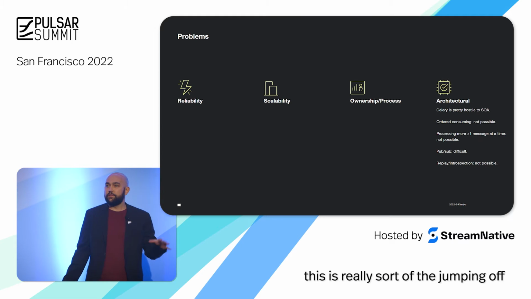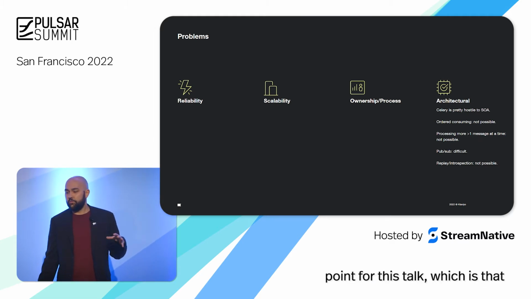Architecturally, this is really sort of the jumping off point for this talk, which is that there were tons of important enterprise patterns that were off the table for Klaviyo due to our choice of Celery.